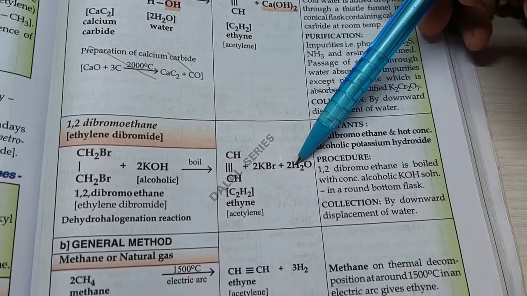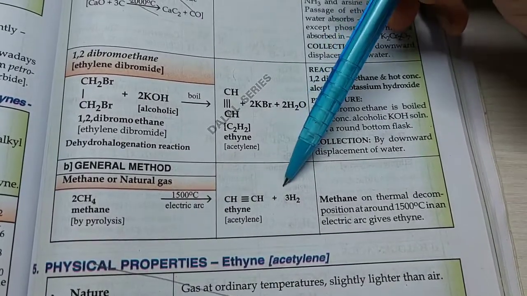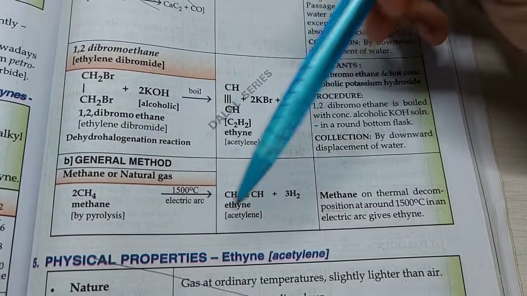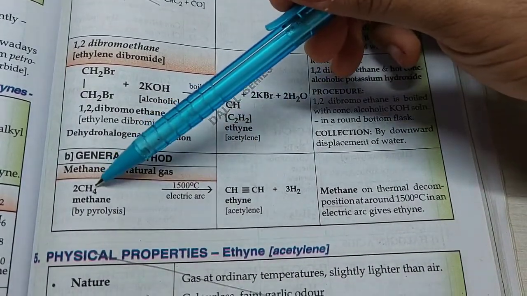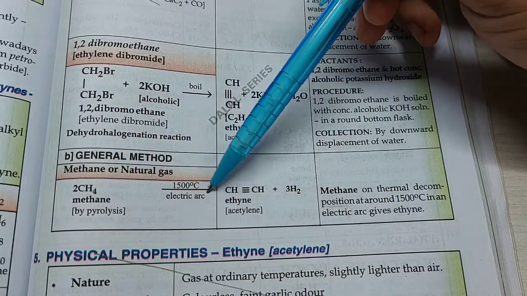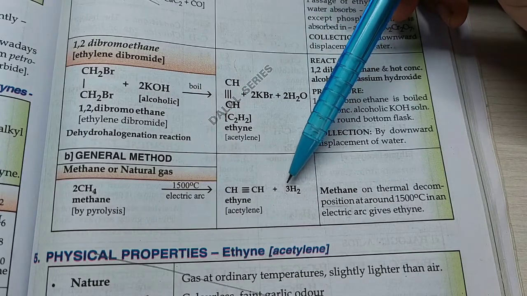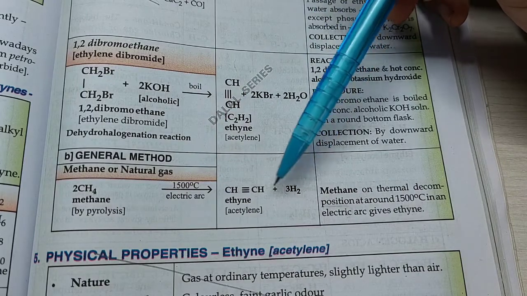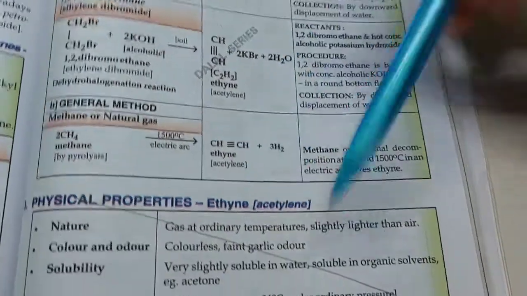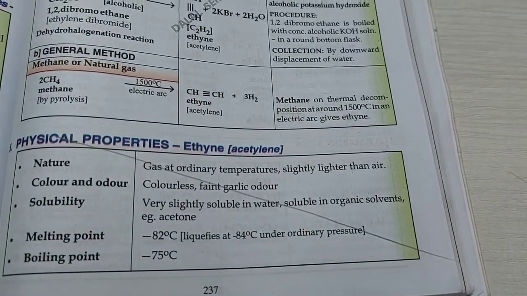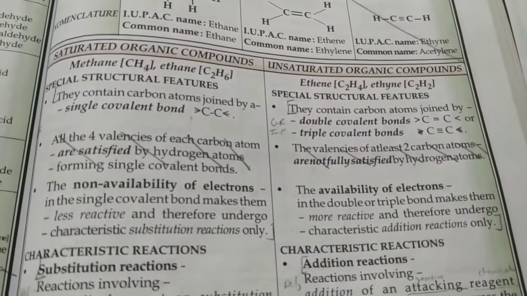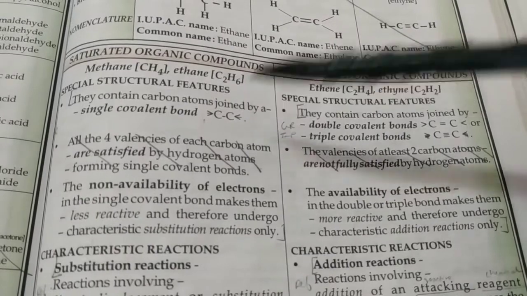And finally, the general method, cracking again, converting methane to ethyne. We use 2 molecules of methane here. Electric arc producing 1500 degrees Celsius will get rid of all the hydrogen, or rather most of the hydrogen, and that's how we get ethyne. Physical properties are cancelled.